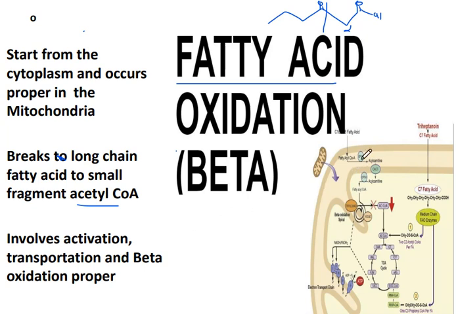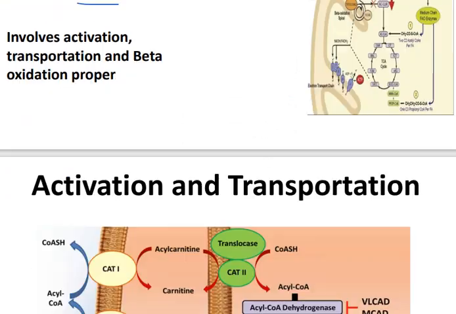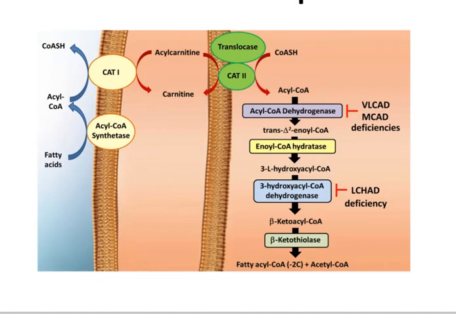So as shown here, this is how the mitochondria may look. When you take every living cell, it has the cytoplasm and the mitochondria. In the cytoplasm is where the transport and activation begin. So let's look at how beta oxidation begins with what? Activation and transportation. Now let's say this is our cell.